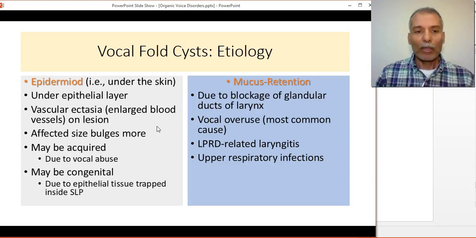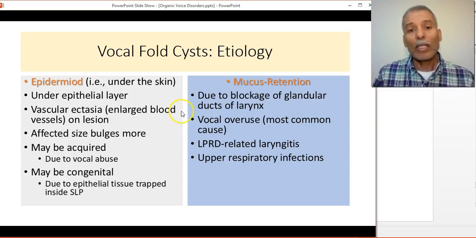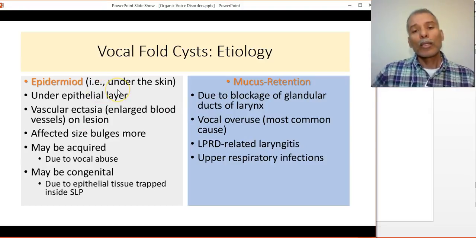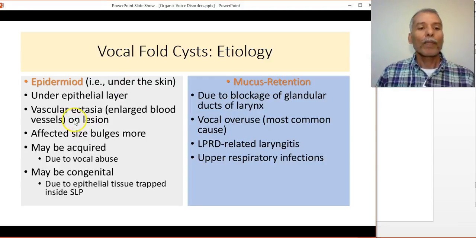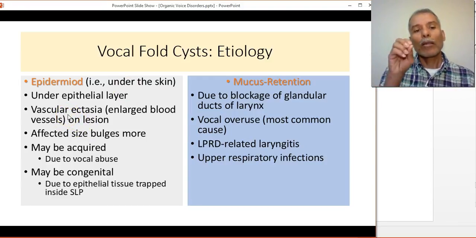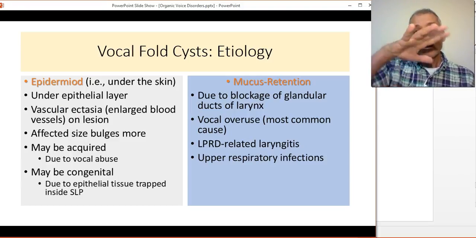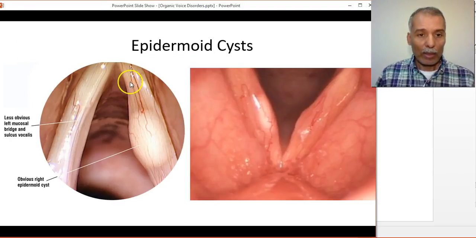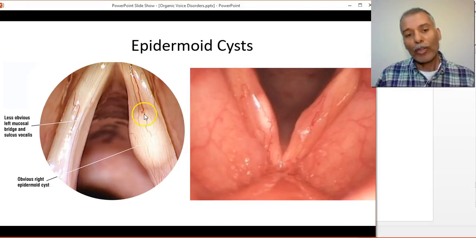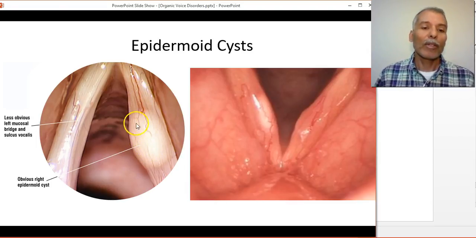And I'm going to tell you now what in detail each one is. This is not in your textbook. So the epidermoid is basically under the skin, under the epithelial membrane of the vocal fold, and it is characterized by enlargement of the blood vessels that are on the lesion itself. So, for example, you could see here, enlargement of the blood vessels, and that is because, again, you have an injury site, and you need to bring repair materials and building materials to rebuild. That's what the immune system does.